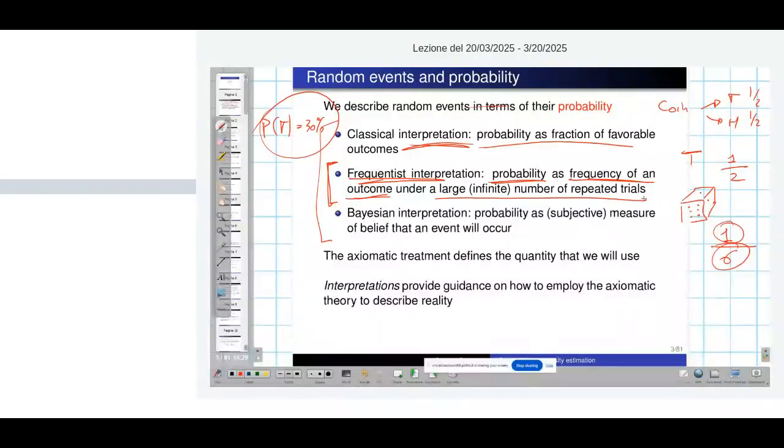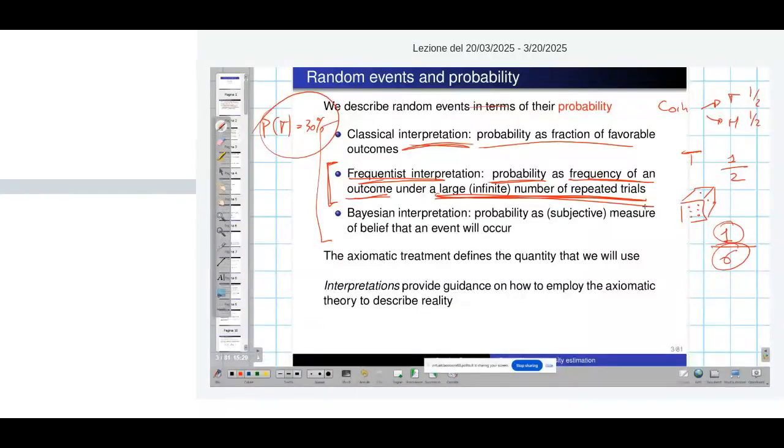Now, where does this fail? Because the frequentist interpretation also fails. Well, it fails in at least 2 ways. First of all, it requires me to define an infinite number of trials which are repeated trials. So I run the same experiment an infinite number of times. But there is already an issue in the definition.